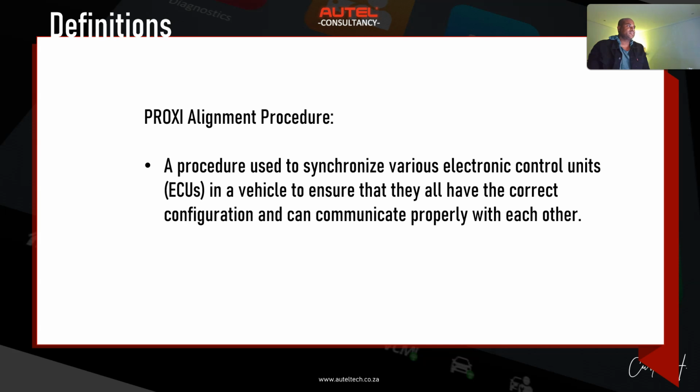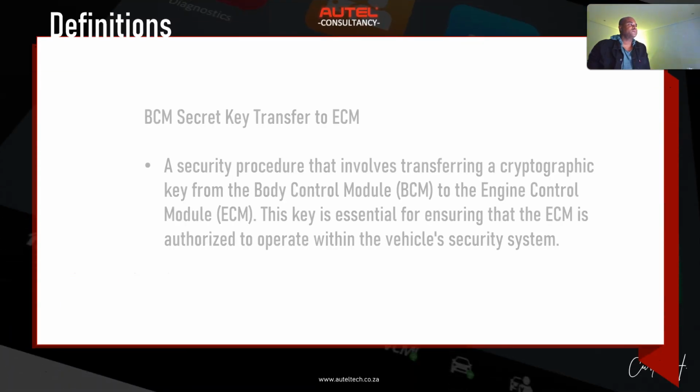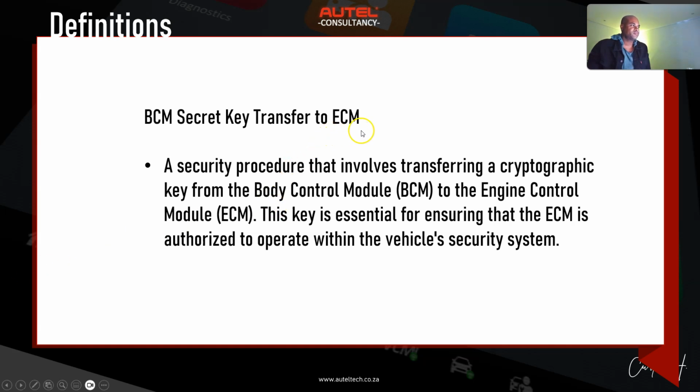Now, some definitions before we jump in here that you need to get yourself familiar with. First is the proxy alignment procedure. This is a procedure used to synchronize various electronic control units in a vehicle to ensure that they all have the correct configuration and can communicate properly with each other. The next term you need to get used to is the BCM secret key transfer to ECM. This is a security procedure that involves transferring a cryptographic key from the body control module to the engine control module. This key is essential for ensuring that the ECM is authorized to operate with the vehicle's security system.